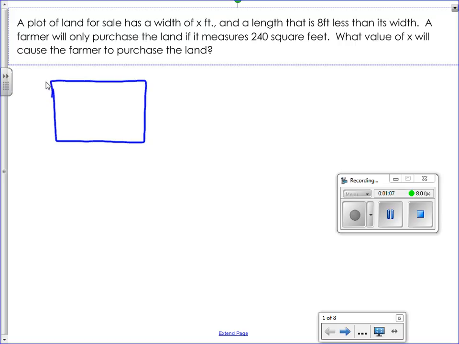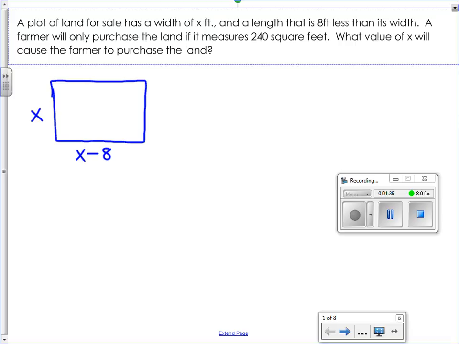What's the width? X. Let me ask you this. Does it matter which one I say is the width and which one's the length? No, it does not matter. So that's X. What's the length? 8 feet less. What does that look like? Minus 8, okay. And then it says that it will only be purchased if it measures 240 square feet.